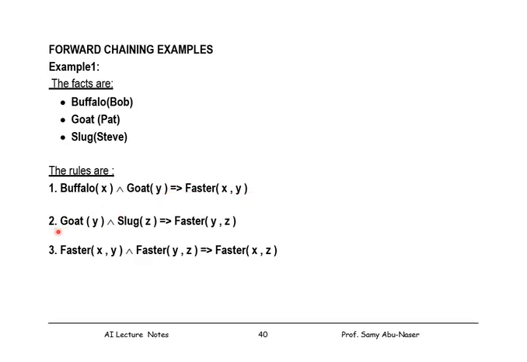We have another rule: if Y is a goat and Z is a slug, then Y is faster than Z. And a third rule says if X is faster than Y and Y is faster than Z, then X is faster than Z. This is a transitive relation. We've seen it in discrete mathematics. Okay, let's see how we are going to do the proof and what we are going to include.